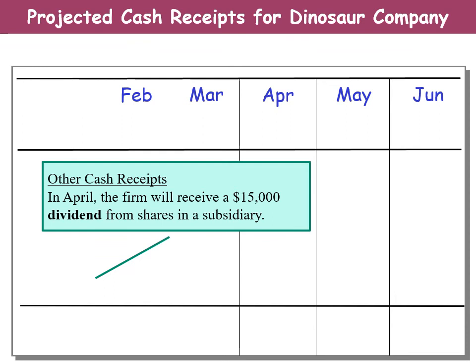Other cash receipts. In April, the firm will receive 15,000 in dividends from shares in a subsidiary. So there's dividends, and 15K is received in April.